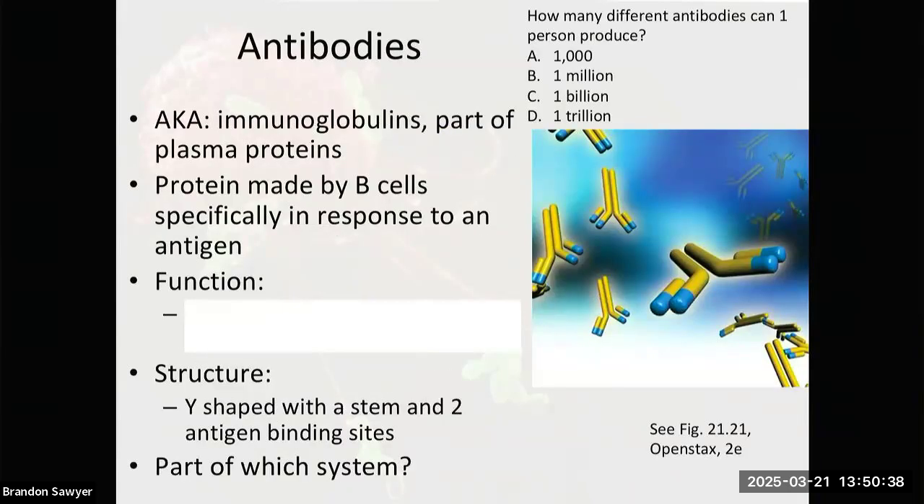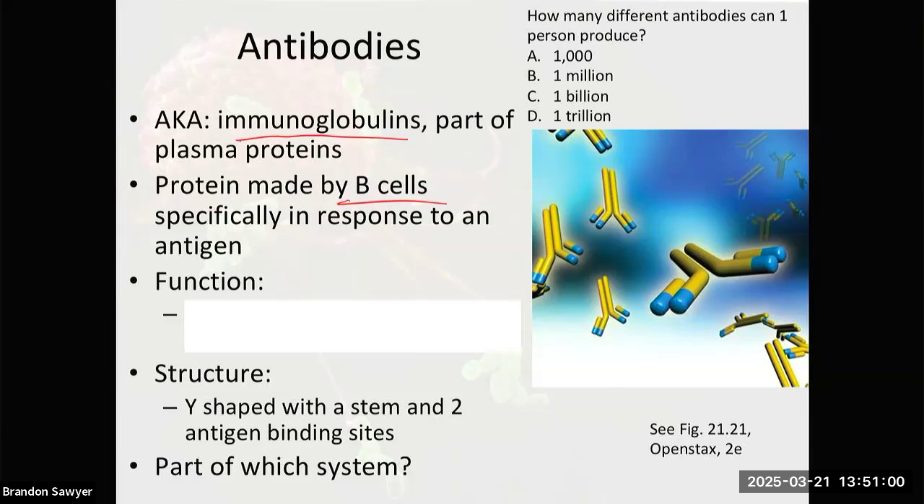All right, so antibodies. Antibodies are kind of the crux of a lot of this as far as the adaptive immune system goes. They're also known as immunoglobulins, and they're always floating around in our blood. They're part of the plasma proteins, like the blood clotting factors, like albumin, like some of these other ones we've been talking about. They're made by our B cells.